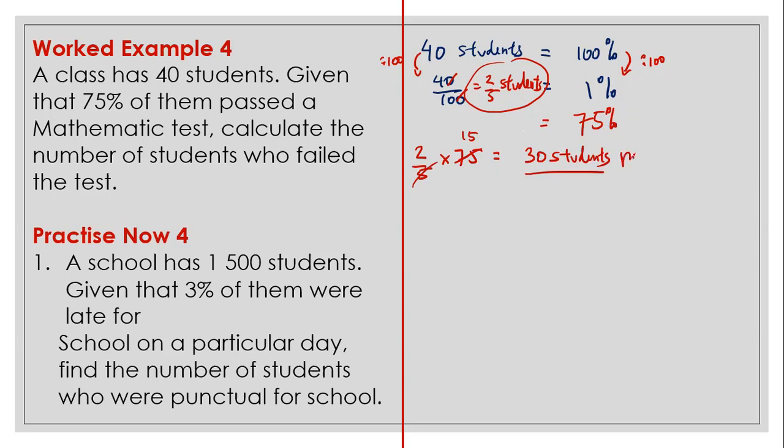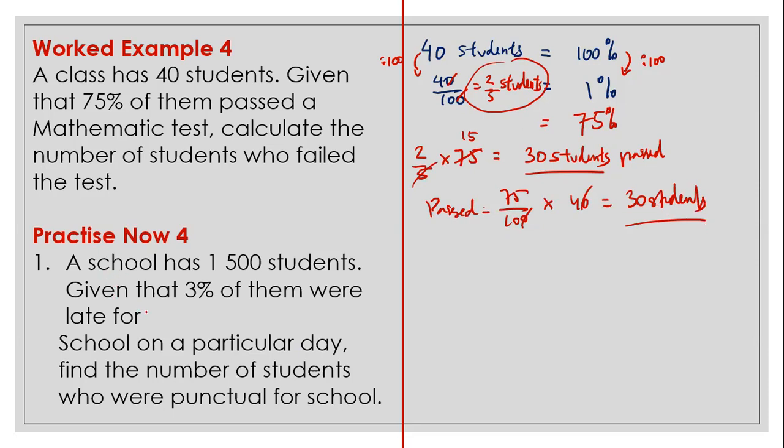30 students passed. Okay, or another formula. I give you another formula. The number who passed is 75 over 100 times the total. Okay, it's the same as well. You will get 30 students also. Okay, now practice now.